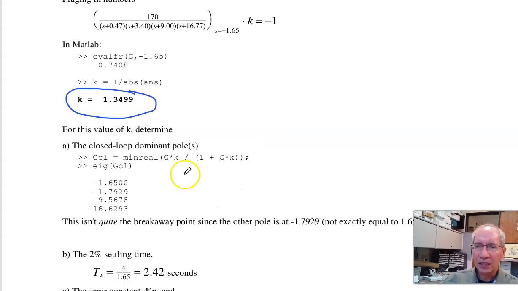With that, I can form the closed loop system, GK over 1 plus GK. I pick K to put a dominant pole at minus 1.65, and sure enough, there's a pole where I put it. There's 3 other poles because this is a 4th order system. This is almost at the breakaway point. I'm a little bit off, which is why they don't exactly match, but close.